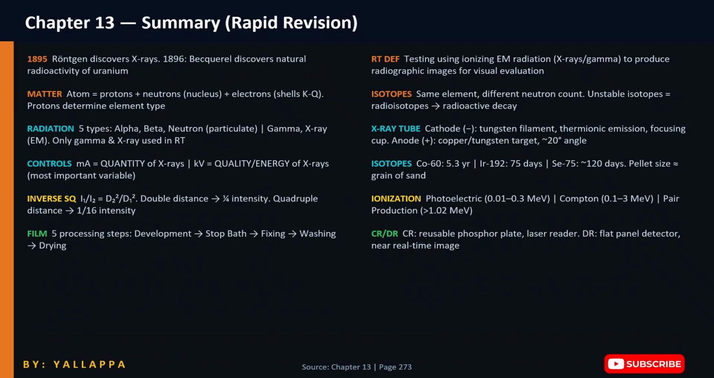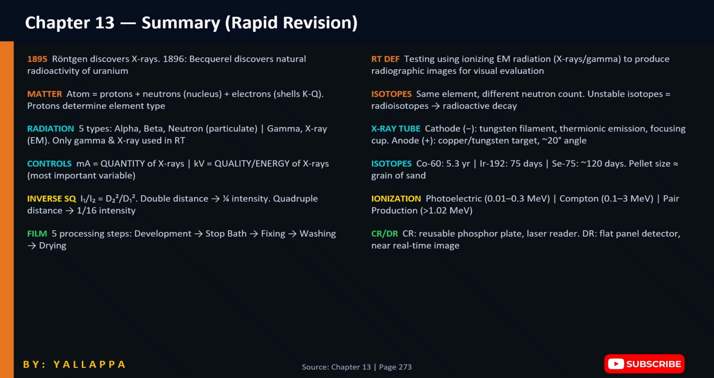This slide brings together the major concepts we have developed. Radiographic testing uses ionizing electromagnetic radiation to create images representing variations within a test object. We began historically with the discovery of X-rays and radioactivity. We then established the structure of the atom, including protons, neutrons, electrons, and electron shells. From there, we moved into isotopes and radioactive decay.